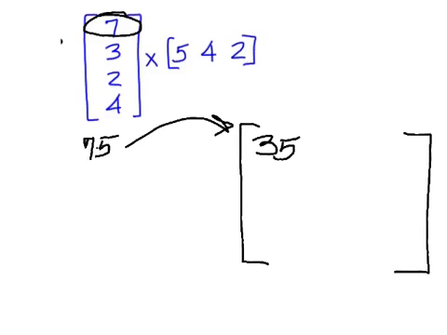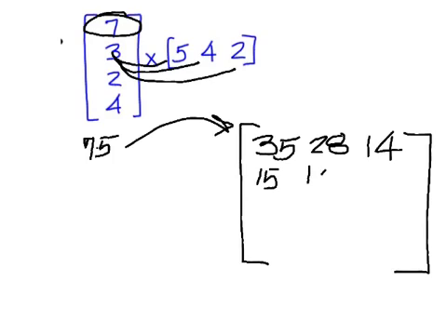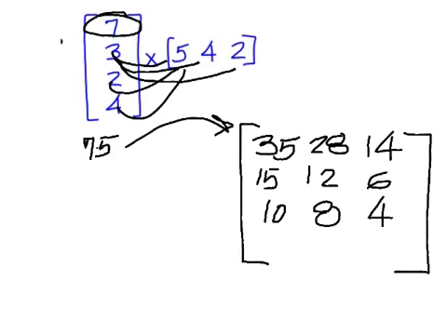But there are no other numbers in the row that has a 7 in it, but that doesn't mean you stop with the 5. It also doesn't mean you add them all together. You don't do 35 plus 28 and then plus 14. You have to do them all separately. That's the exception to the rule. And then you would go down to here and multiply this by each of the numbers. So that would be 15, 12, and 6. And then here would be 10, 8, and 4. This would be 20, 16, and 8.